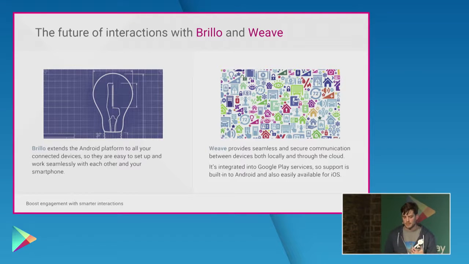Think of Brillo as basically the operating system of the Internet of Things. Weave is the Internet of Things protocol on top of that. It provides seamless and secure communications between your devices, so not just between your smartphone and an Internet of Things device, but also between devices themselves. And it's also integrated into Google Play, so that right from the start, Android app developers can start building beautiful applications on top of that. And it will make sure that all the devices are interoperable. And there's a certification program in place to make sure that all the standards are kept.